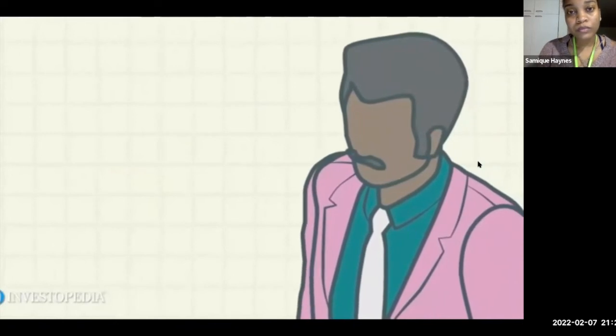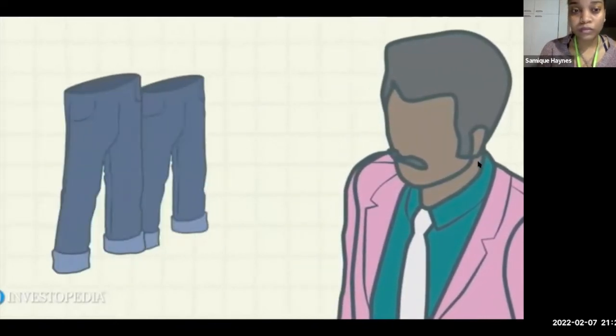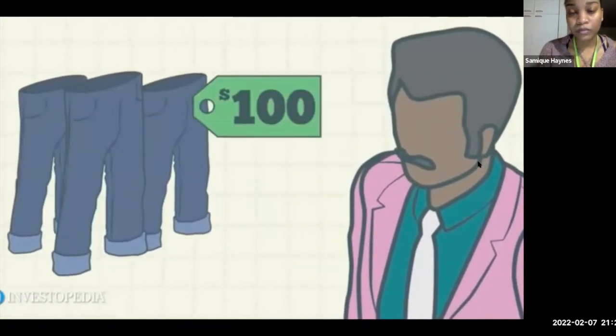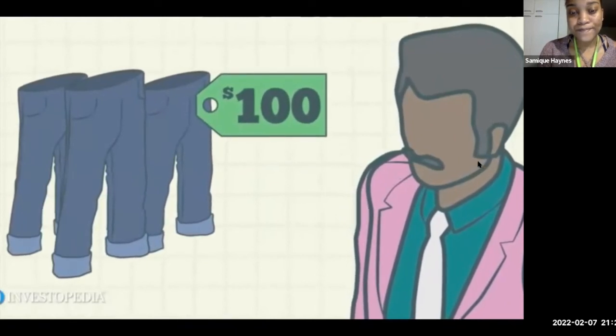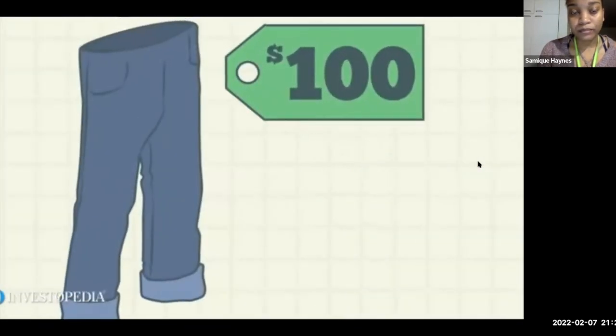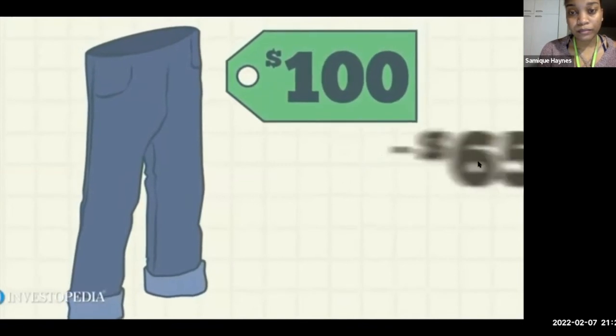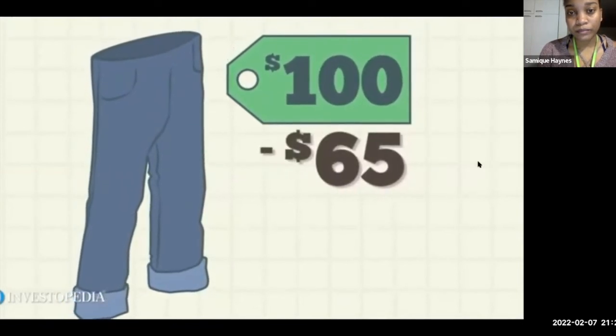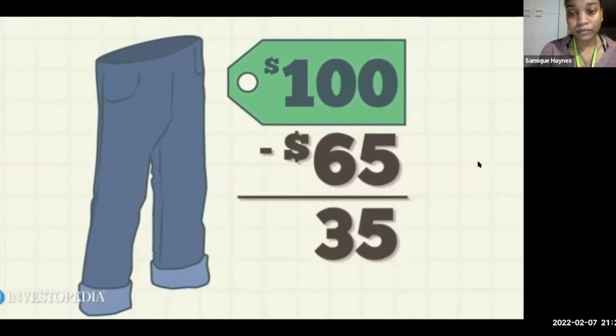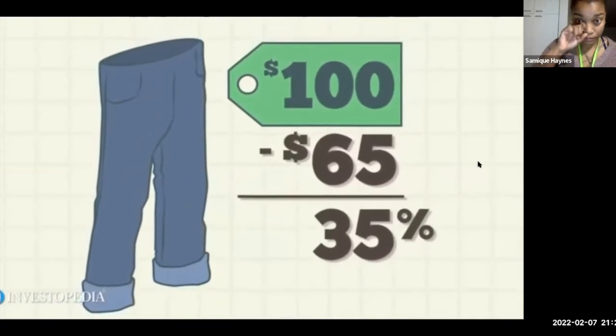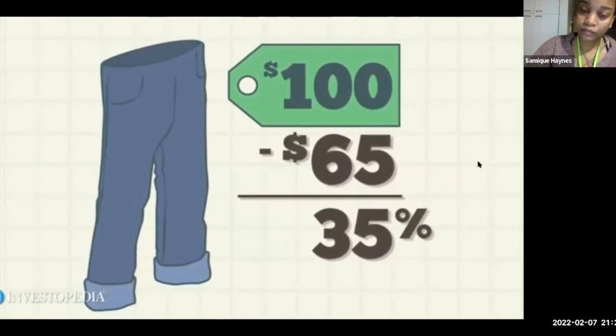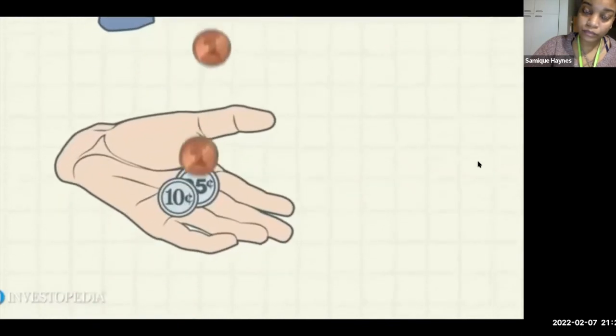A business owner might use contribution margin figures to decide which product's costs he should reduce or which price he should increase. For example, if a pair of jeans sells for $100 and its variable costs are $65, its contribution margin is $35 or 35%. This means that for each dollar of sales, profit increases by 35 cents.